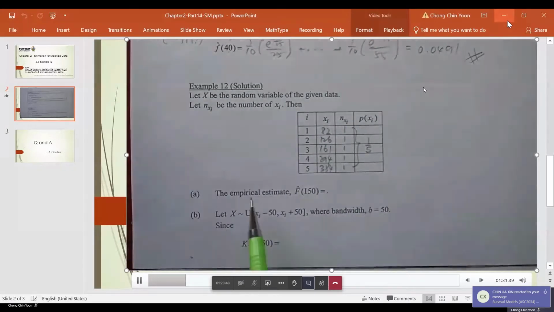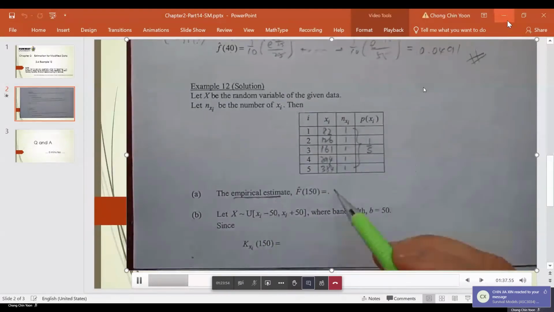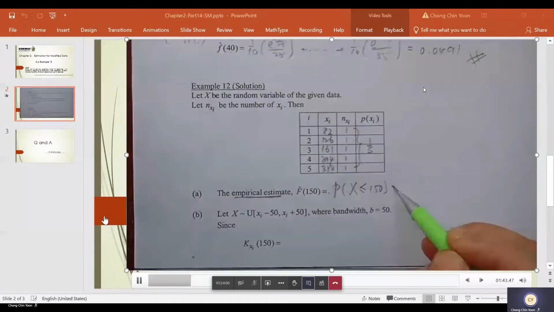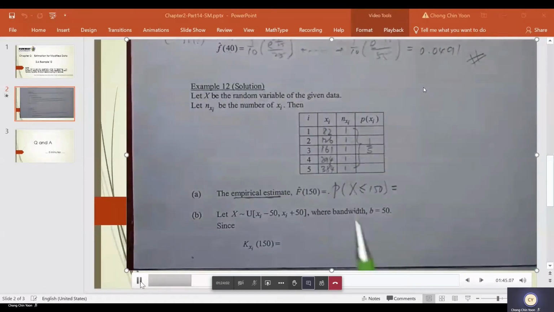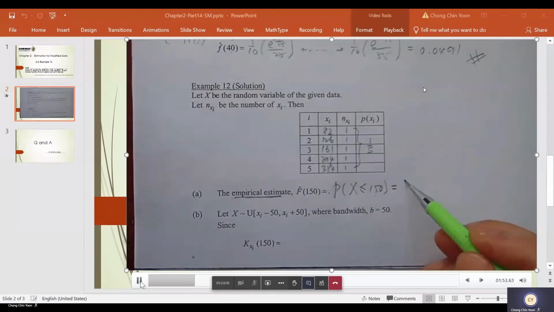Part A, we have to find the empirical estimate of this. So obviously, for the empirical estimate, we have to find the probability that X is less than or equal to 150. So we have 2 observations that are less than 150. Therefore, the probability is 2 over 5.